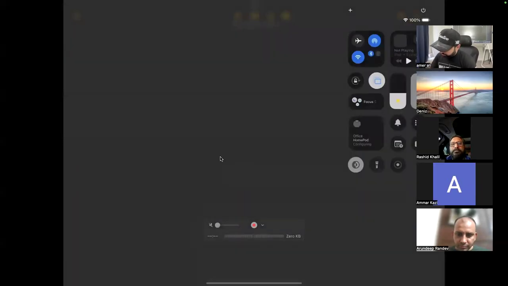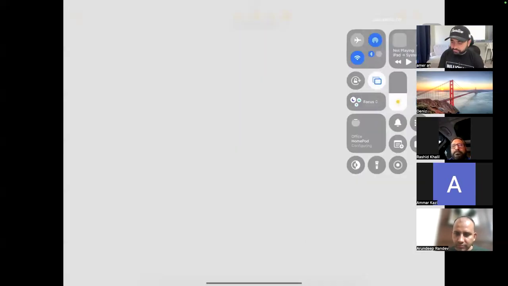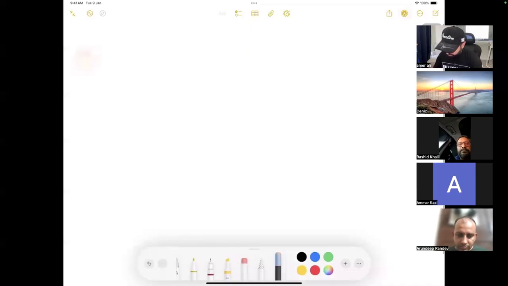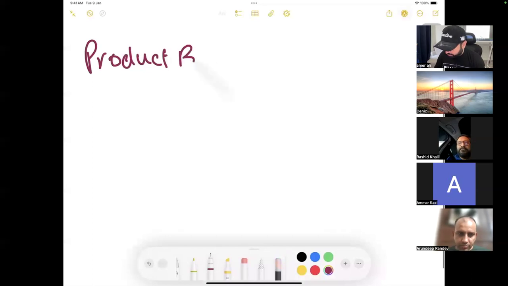Okay. So what is the first document we discuss in the agile? The first and the most important document is the product backlog. Okay. What is a product backlog? Put it in the chat box, everybody. Straightforward. What is a product backlog?